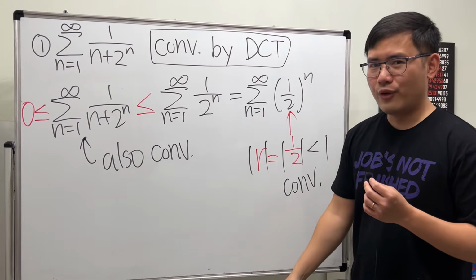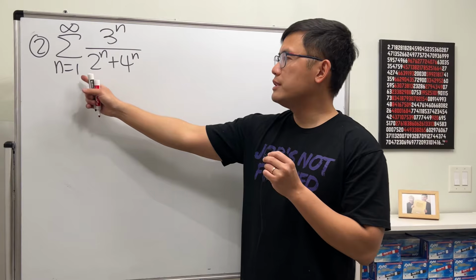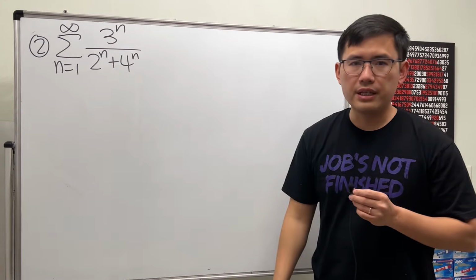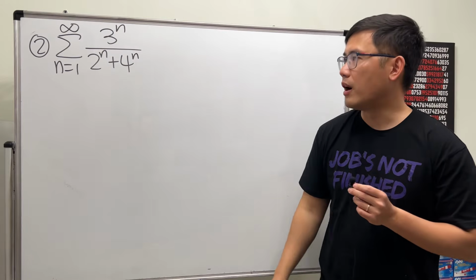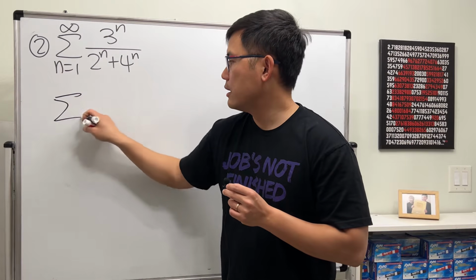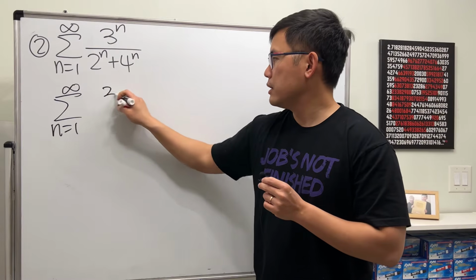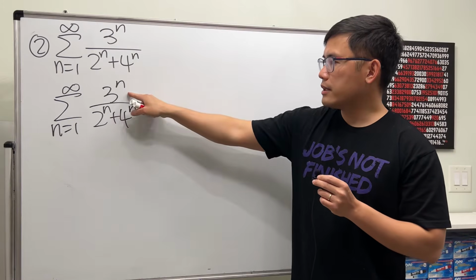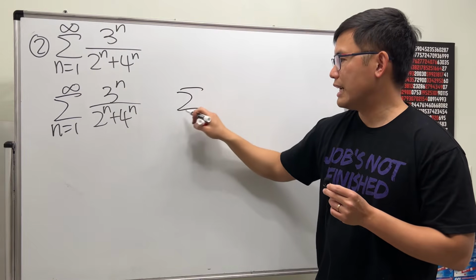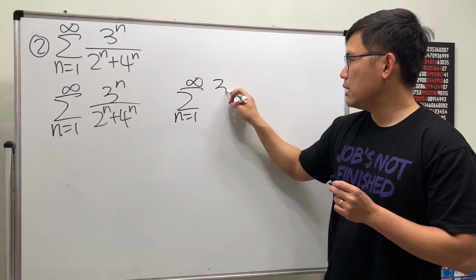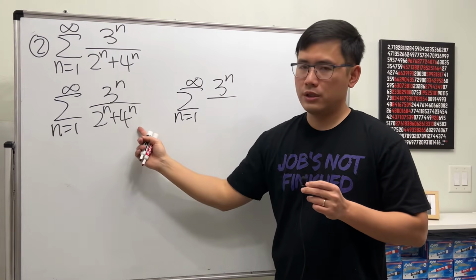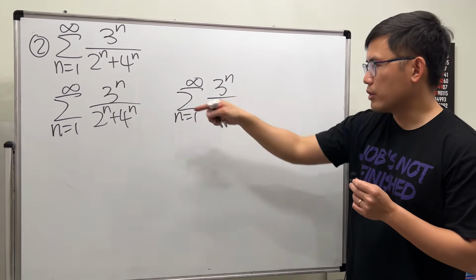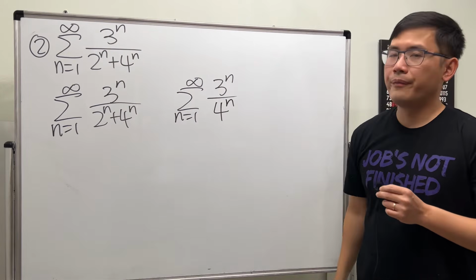Here, let's go ahead and go over number 2. Here we have the series as n goes from 1 to infinity, 3 to the n over 2 to the n plus 4 to the n. Again, let's pick up the dominating part. Here, let me write this down. Well, on the top is just 3 to the n, so we still have to have that. And on the bottom though, which one is bigger? Well, this right here is going to be bigger, right? So that's the dominating part. So 4 to the n.